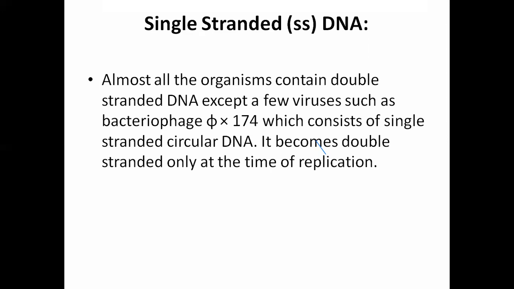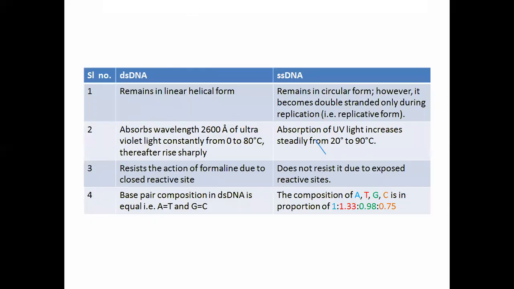Then, single-stranded DNA is found in certain viruses, such as bacteriophage, which consists of single-stranded circular DNA. Okay, it becomes double-stranded only at the time of replication. This we have already discussed in our previous video class when we were discussing the Watson and Crick double helical model. And just go through this table. These are some basic differences between double-stranded DNA and single-stranded DNA. Just go through this. This is only for your understanding.